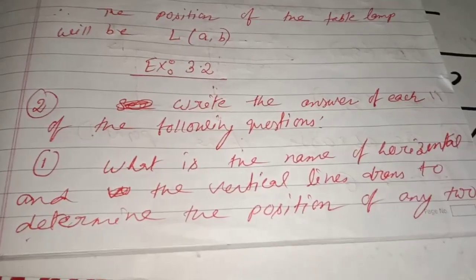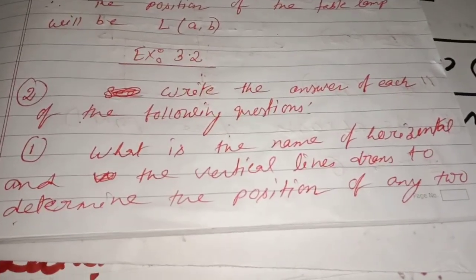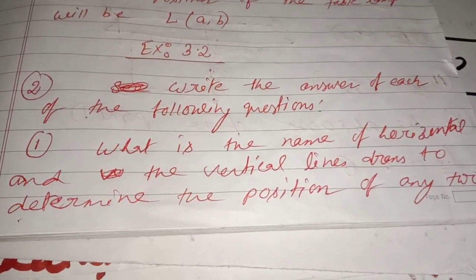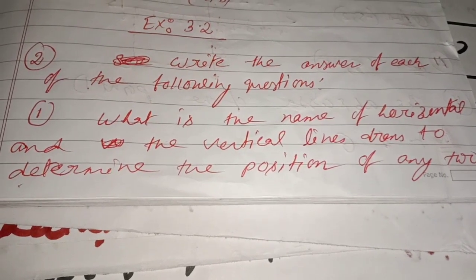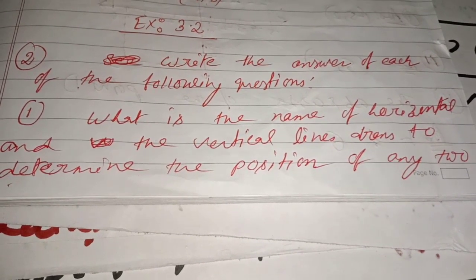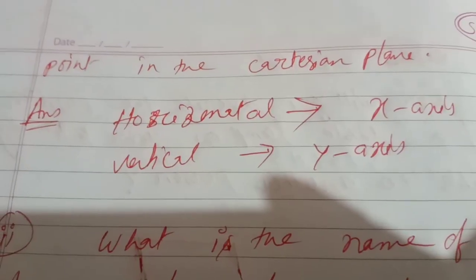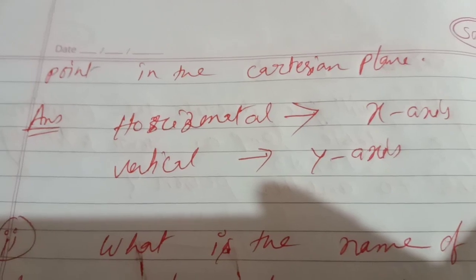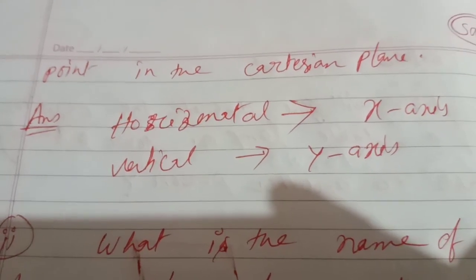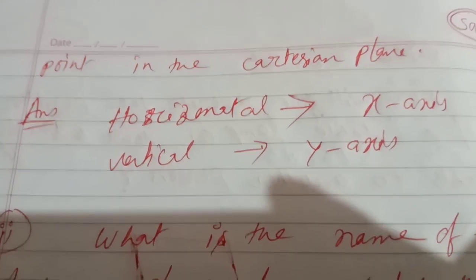Next, 3.2. Write the answer of each of the following questions. What is the name of the horizontal and the vertical line drawn to determine the position of any point in the Cartesian plane? So already you know horizontal line, already I have explained, is called what? X-axis, and vertical is y-axis. Next question.